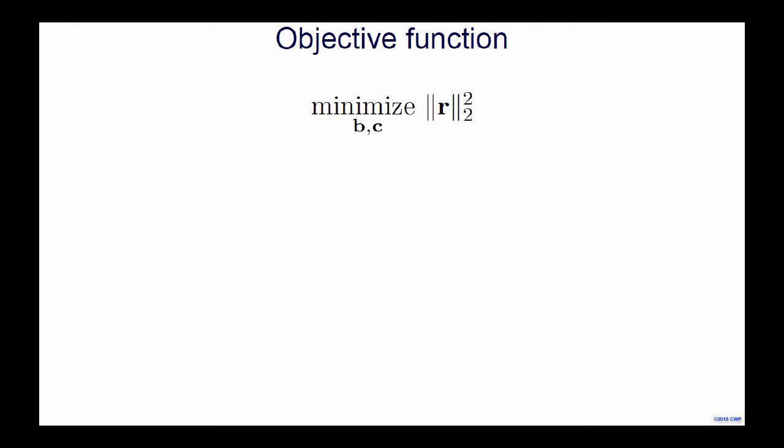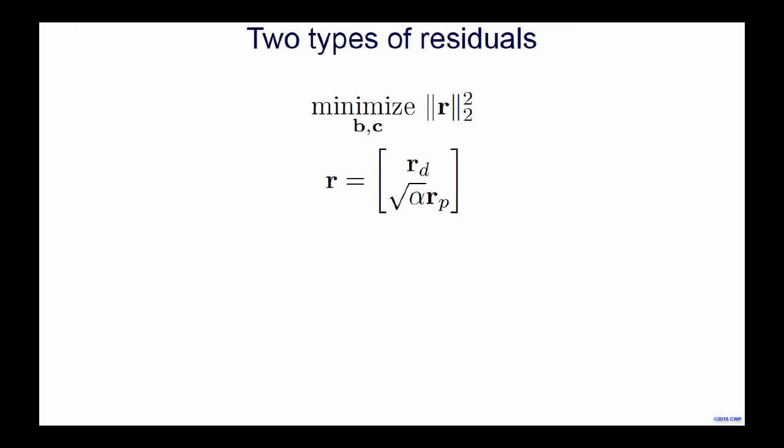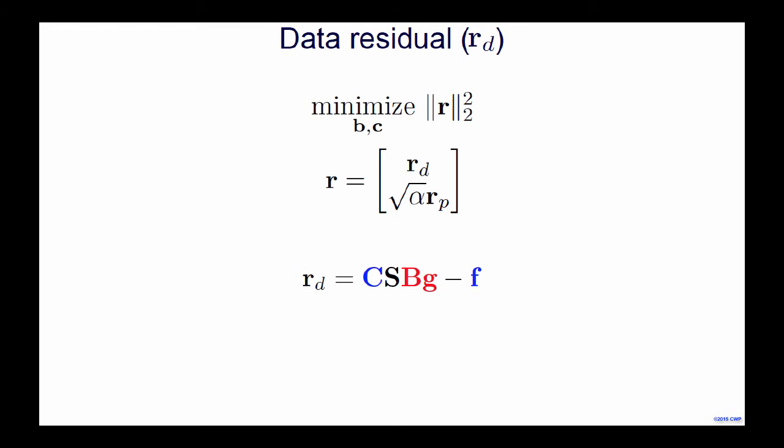Now the overall objective function that we want to minimize in this case is simply the 2 norm squared of this residual vector R. This residual vector contains 2 types of residuals. One type is the data residual, RD, which is simply the difference between the warped PS trace, or CSVG, and the PP trace F. The other type is the penalization residual, RP. I won't go into the mathematical details of RP, but its main purpose is simply to penalize the larger lags in the inverse PS wavelet B.